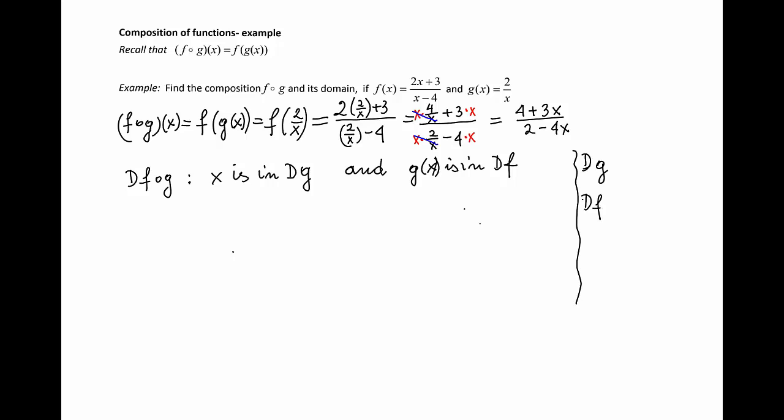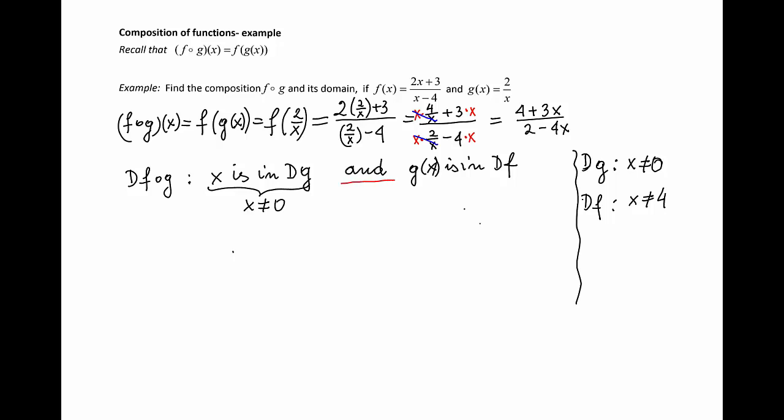Both functions have the variable in the denominator, and therefore we have to guarantee that the denominator is not 0. So domain of g is the set of all x's different than 0, and domain of f is the set of all x's that are not 4. Therefore, if I'm looking at the domain of the composition, if x is to be in the domain of g, x has to be different than 0.